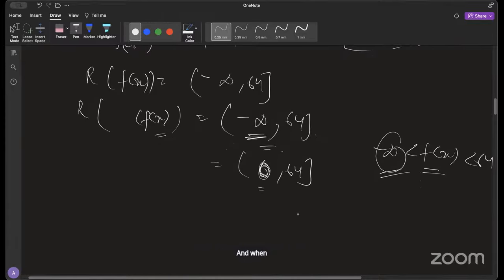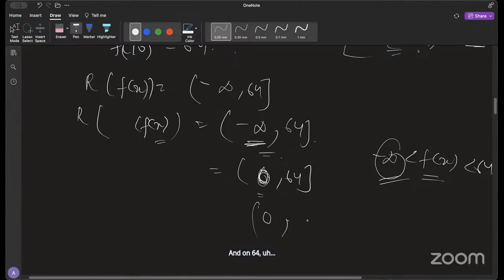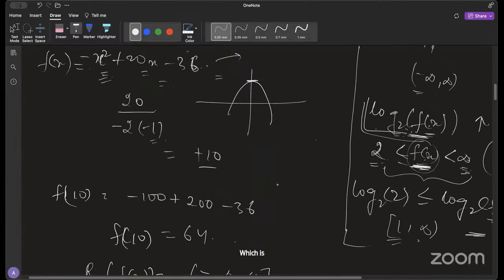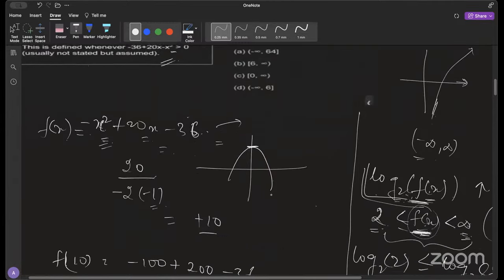And when you take 0 to 64, you should be getting 0. And on 64, you just apply log base 2, which is 6, I guess. Yeah, ma'am, 6.